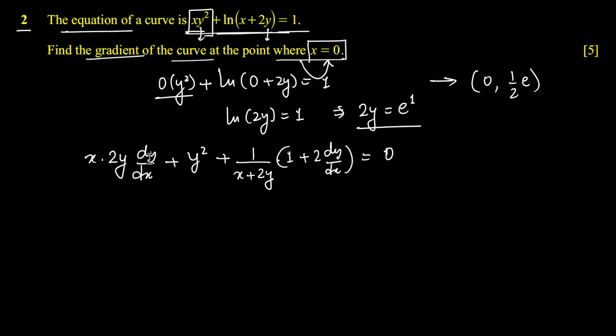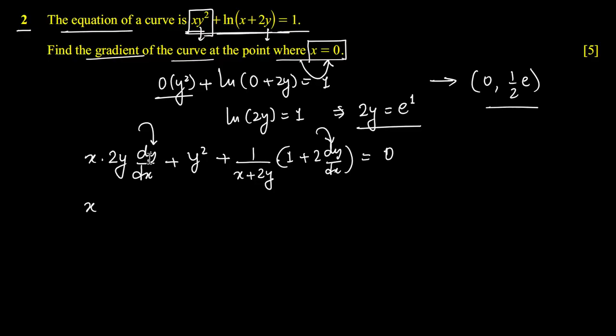Now we need to find the gradient of the curve. Either we can just get this dy over dx explicitly, or we can say that the gradient of the curve at where x is 0 is denoted by m, and we replace this x value and y value directly in this equation. So I'll rewrite this in the explicit form. I'll collect dy over dx from here.